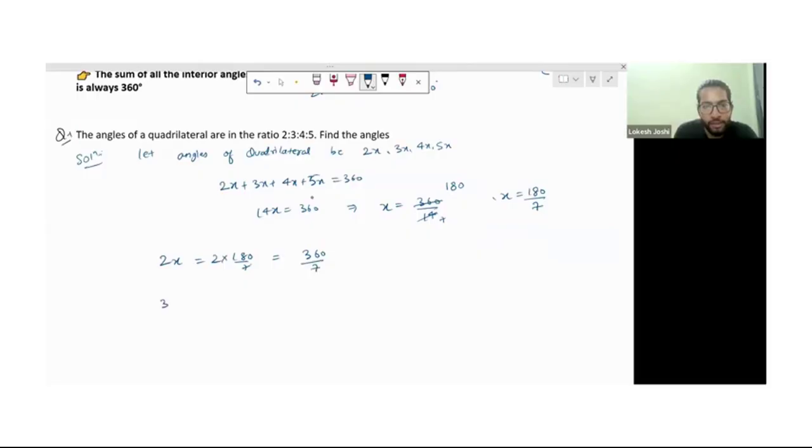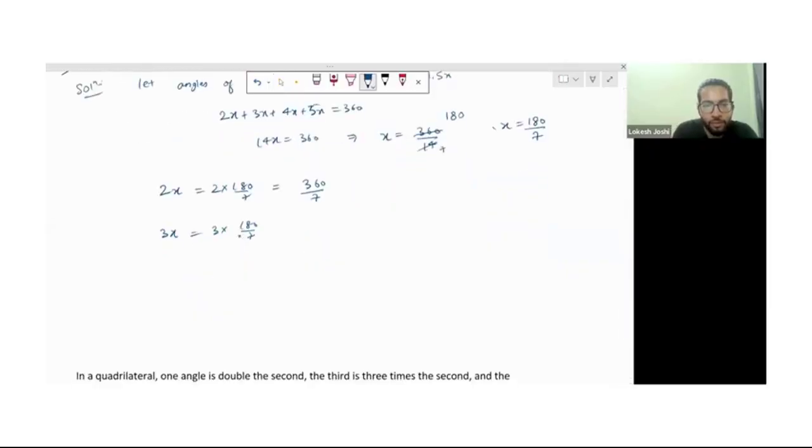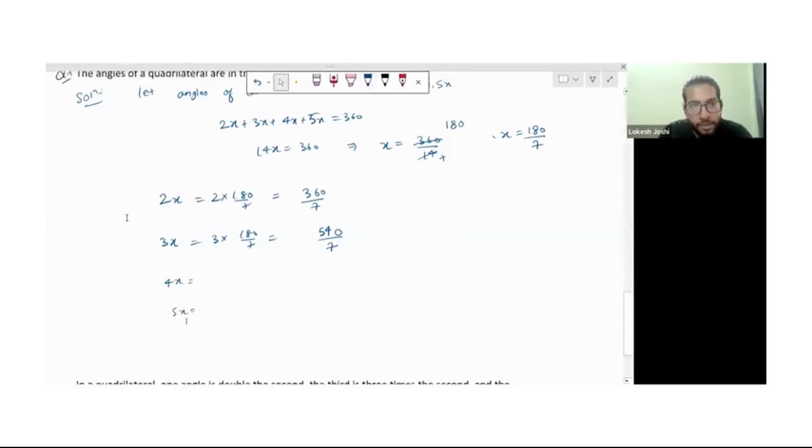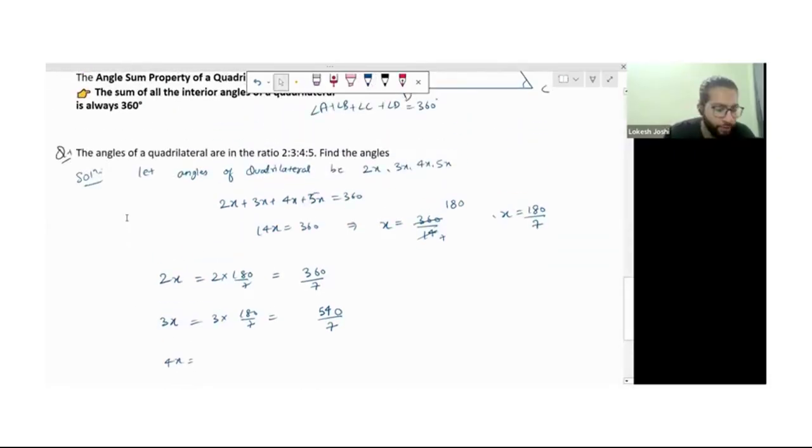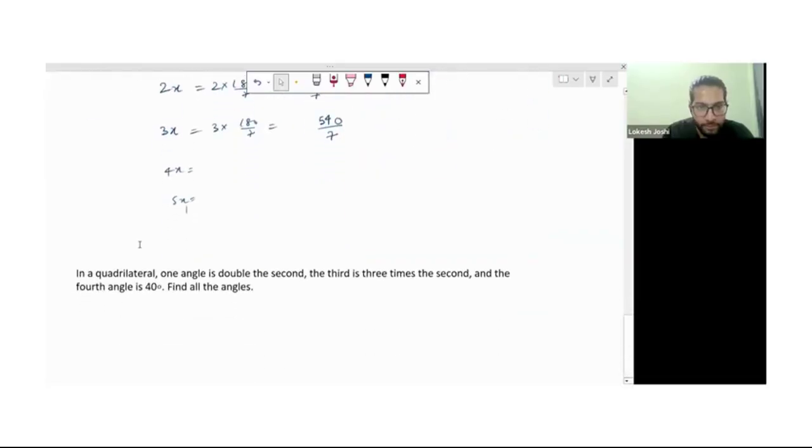Now for the other angles you can calculate using 3x, which is 3 multiplied by 180 by 7, which will be 540 by 7. Okay, in a similar way you can calculate the 4x and 5x. That's all for this question. So generally in such types of questions where we have to use the angle sum property, we can directly add the given angles and we will find our answer.